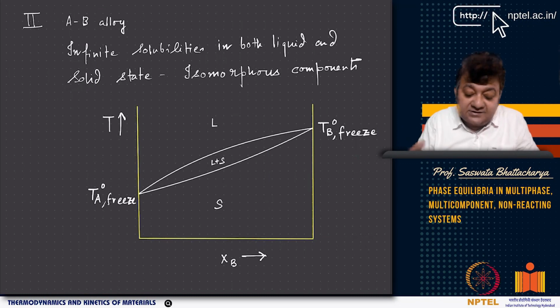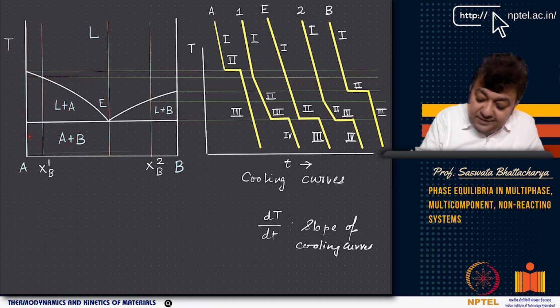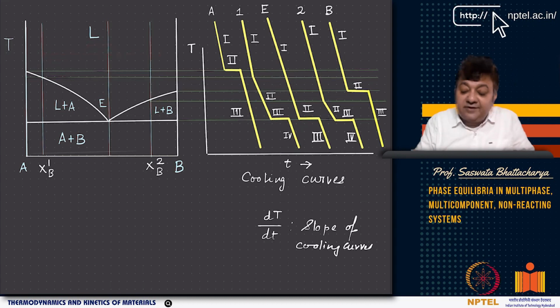In the next lecture we will talk about another type of phase diagram where you have infinite solubilities in both the liquid and solid state. Here you have zero solubility in the solid state, so A and B remain as exactly pure A and pure B, with XA equal to 1 and XB equal to 1, but the liquid has infinite solubility of A and B.